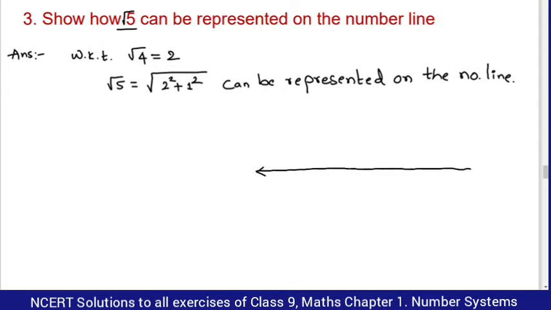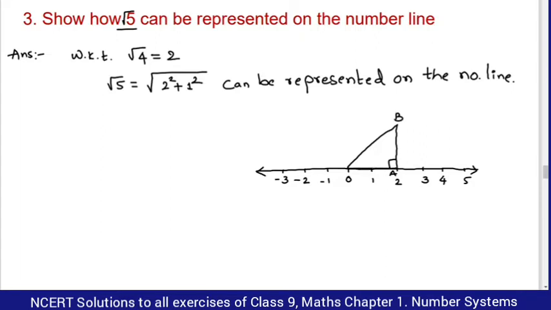Now draw a line like this. Mark the points as 0, 1, 2, 3, 4, 5, minus 1, minus 2, minus 3. Here square root of 5 can be written as square root of 2 square plus 1 square, means one side is 2 units and the other is 1 unit.